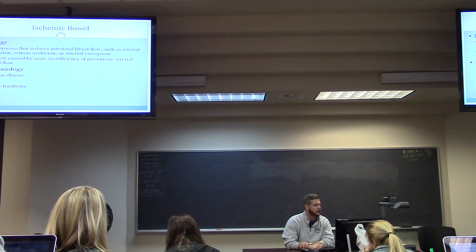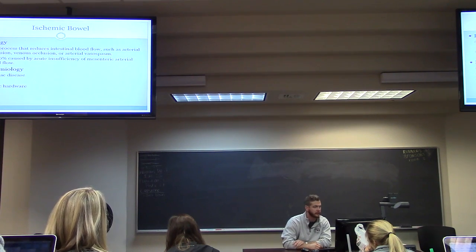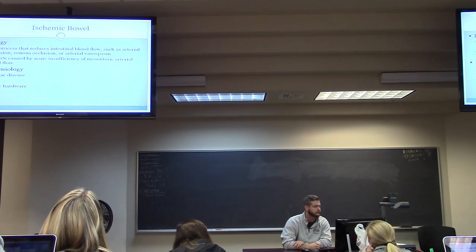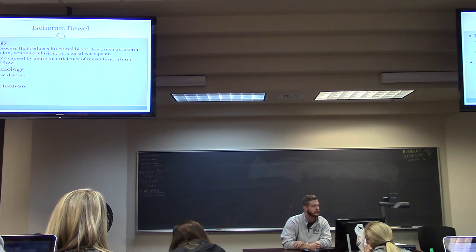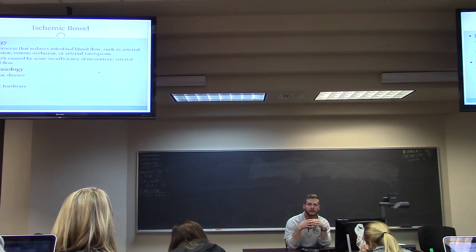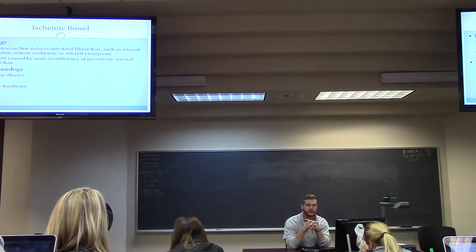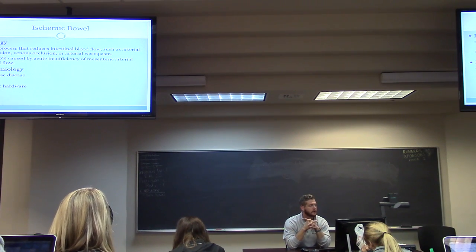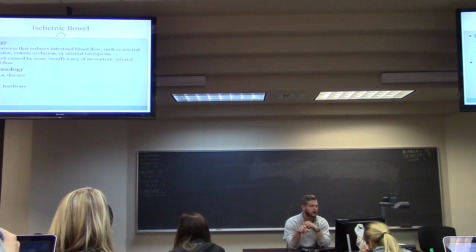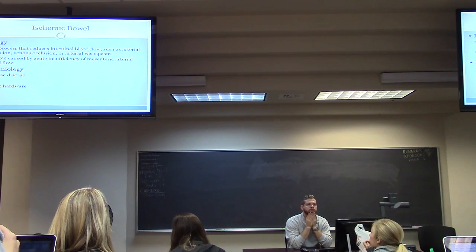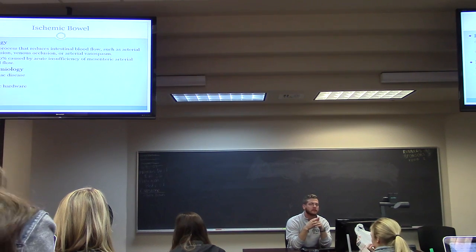All right, ischemic bowel. Any process that reduces the intestinal blood flow: arterial occlusion, venous occlusion, vasospasm, things like that. 67% will cause acute insufficiency of the mesenteric arterial blood flow. Mesenteric ischemia is going to be the biggest cause of it. Do you know which branch point of the abdominal aorta feeds the mesentery? Or what are the three branches of the abdominal aorta?